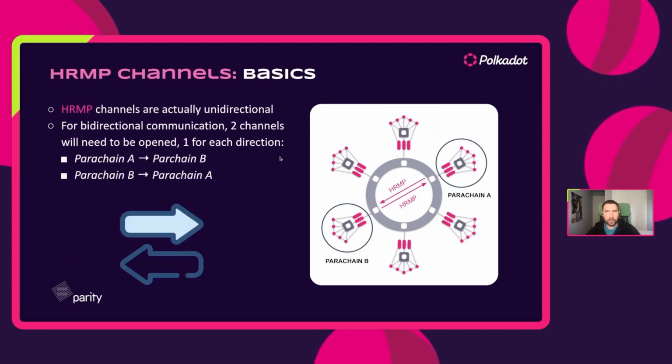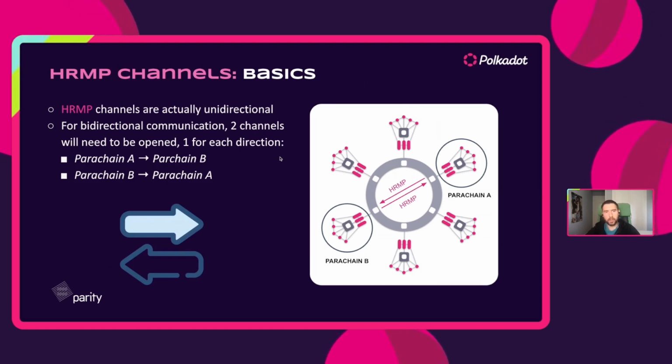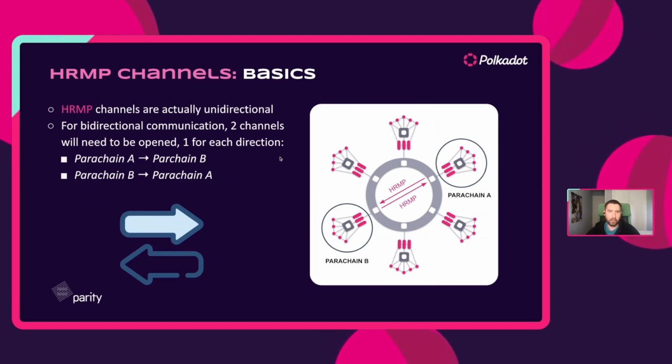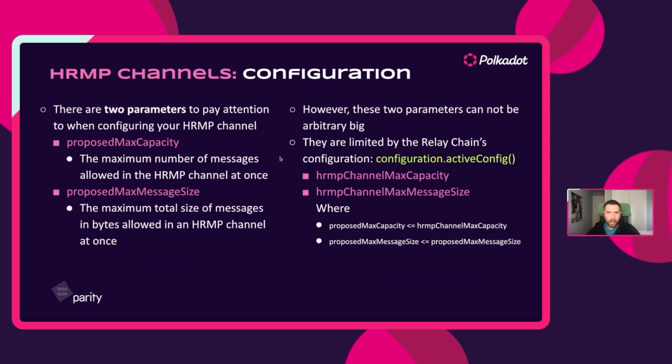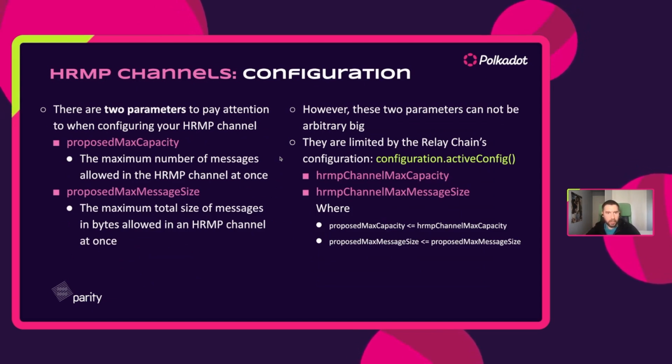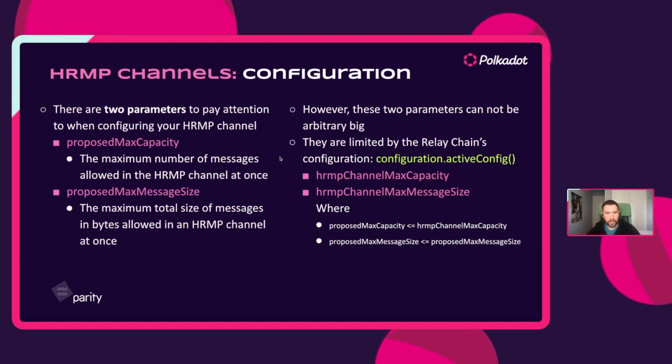So HRMP channels are actually unidirectional. So if you want full bidirectional communication between two parachains, what you need to do is open two HRMP channels, one from parachain A to parachain B, and one from parachain B to parachain A. Let's talk about configuration. There are especially two parameters you have to pay attention to. These parameters are proposed max capacity and proposed max message size. The first one is the maximum number of messages allowed in the HRMP channel at once, and the second one is the maximum total size of messages in bytes allowed in the HRMP channel at once.